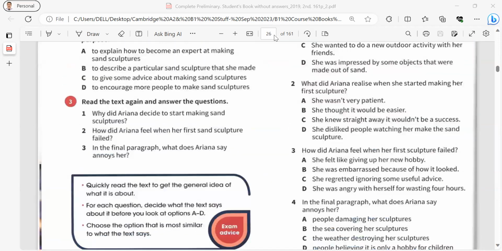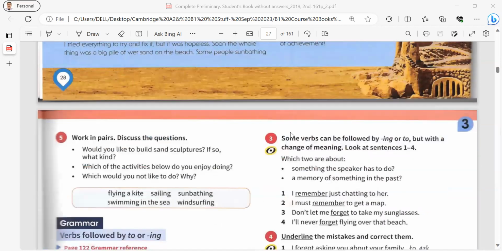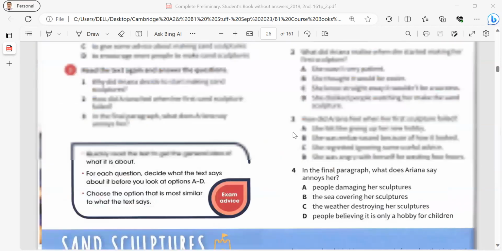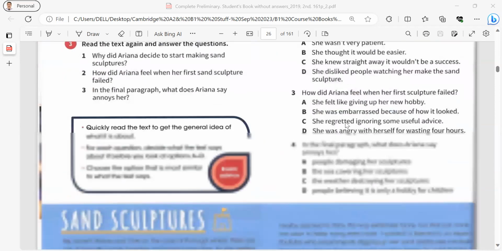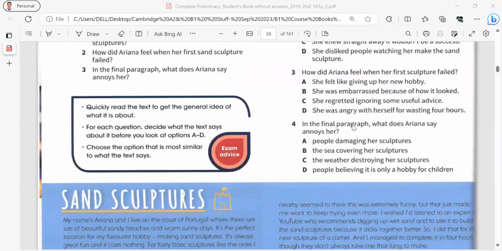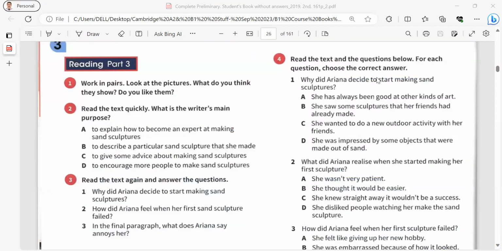Nawaf, did you finish skimming? Yes, teacher. Okay, so now start scanning. Question number one: Why did Adriana decide to start making sand sculptures?